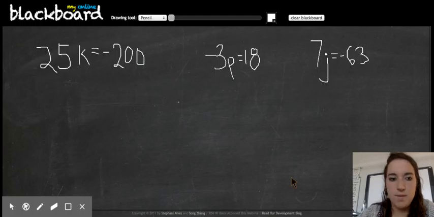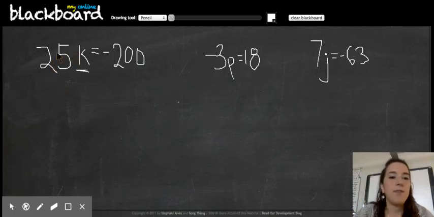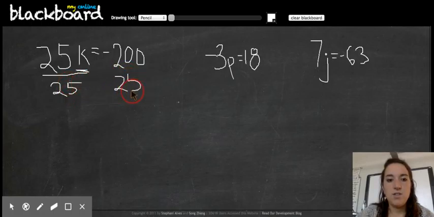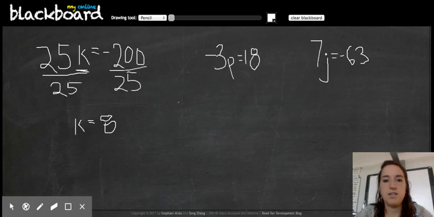What is our variable? Our variable is k, so we're still trying to do the same thing, just get k by itself. What operation are we doing here? It's multiplication, so how do we undo multiplication? We divide. And so then once you divide, you're left with just k on this side. And then you can use your calculator, and what's negative 200 divided by 25? 8. It's exactly the same solving one-step equations, it just looks a little different.